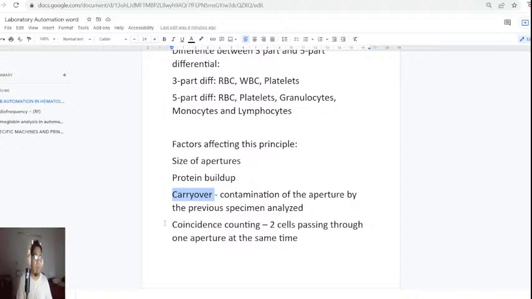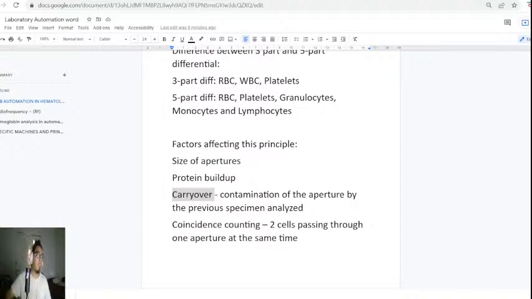So overall, it's related to contamination. Okay, so you gotta have a machine that can self clean itself. All right, so it has to avoid protein buildup, and it has to avoid carryover.